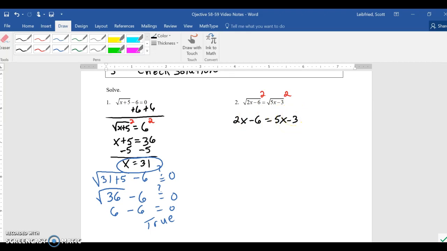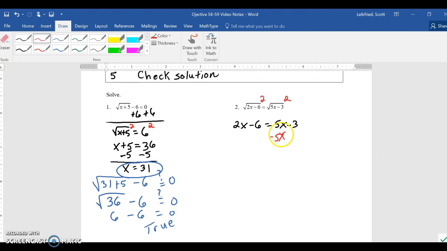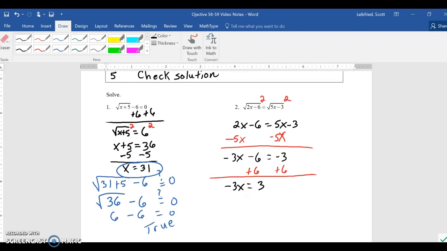And now we just solve the problem. I'm going to go ahead and subtract 5x. That's going to give me negative 3x minus 6 equals negative 3. Then I'm going to add 6. That's going to give me negative 3x equals 3. Divide by negative 3. I get x equals negative 1.